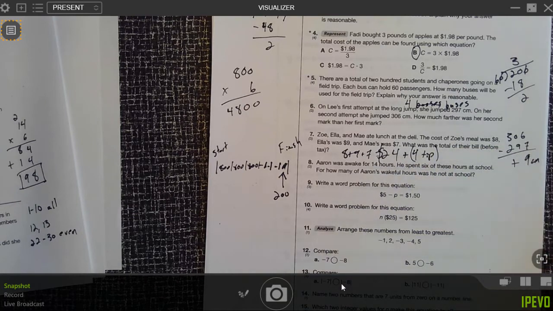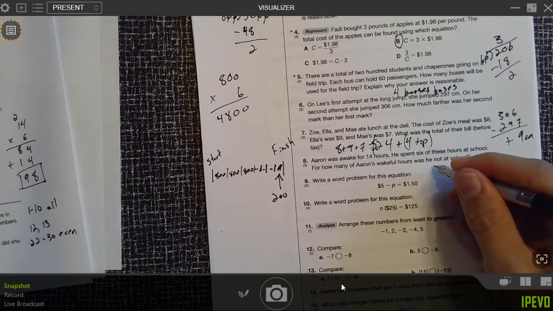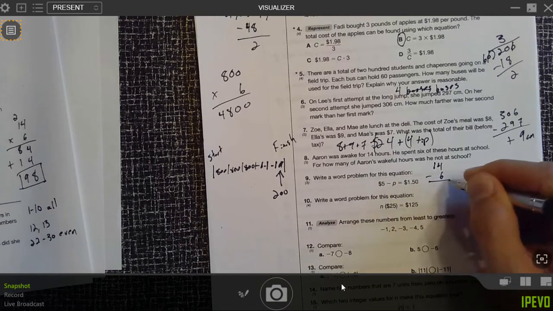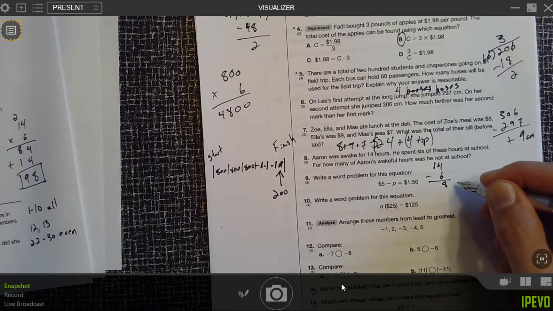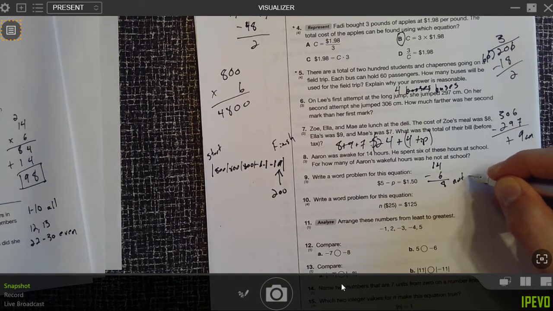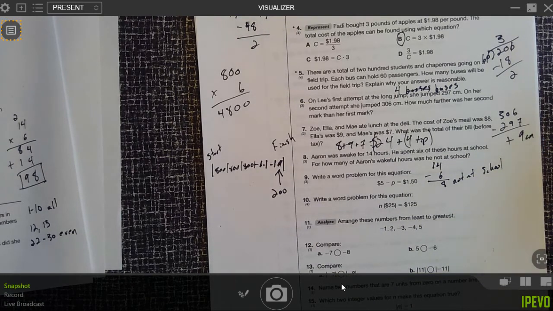But this is extra. Aaron was awake for 14 hours. He spent 6 of those hours at school. How many of Aaron's wakeful hours was he not at school? So 14 hours that he was awake, 6 that he was at school. So we just figure out that he was not at school for 8 hours. Okay.